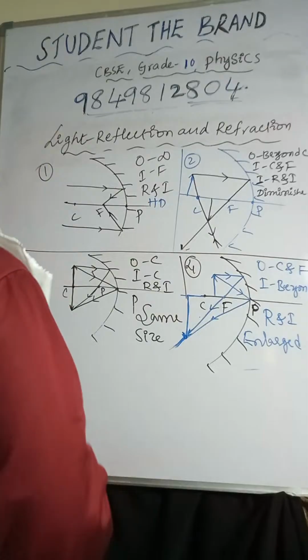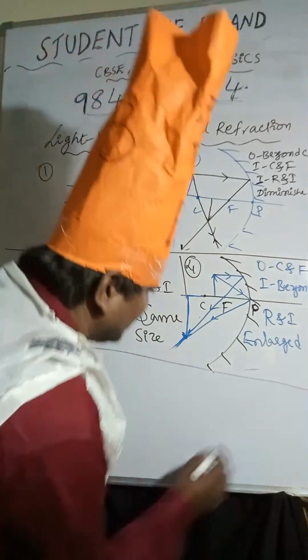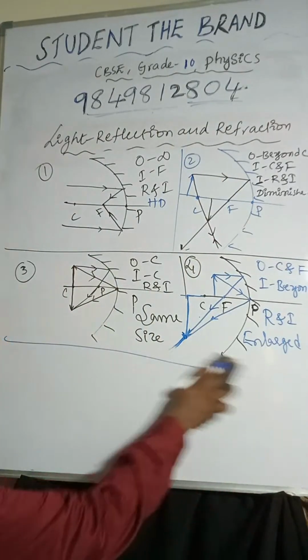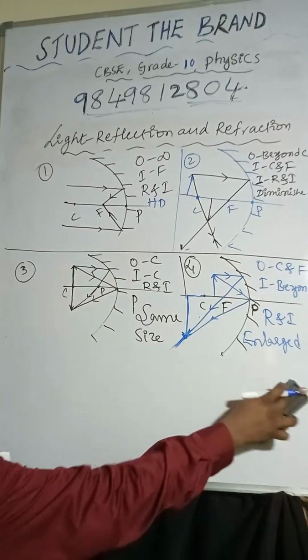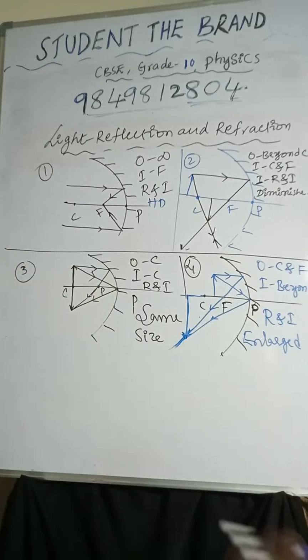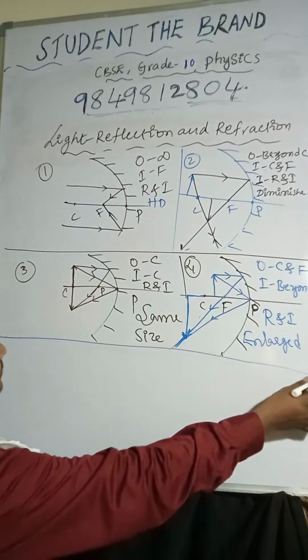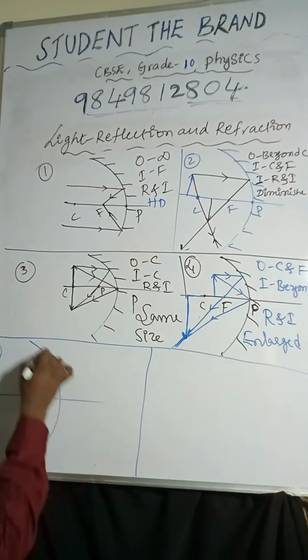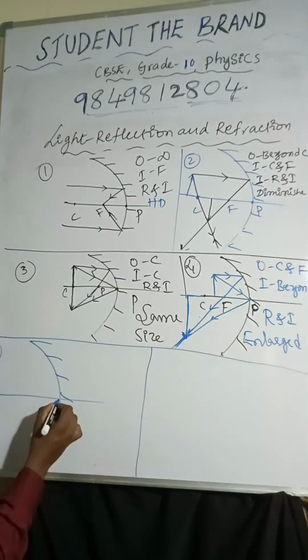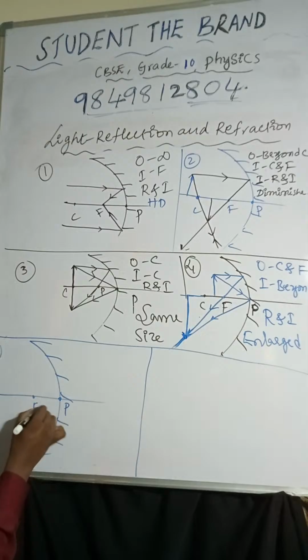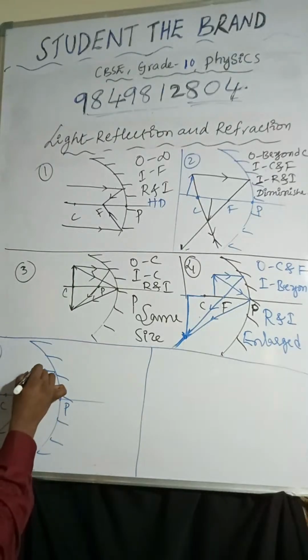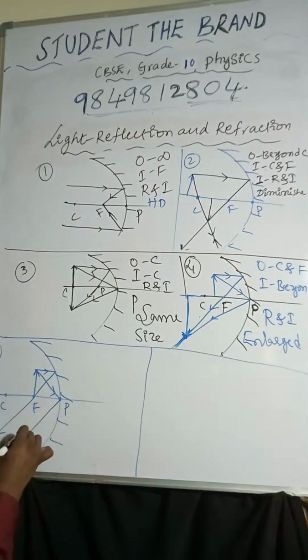What is the nature of the image? Now we are going to discuss about the nature of the image. If you place the object at focus, pole, focus, center of curvature, object is placed at F. One light ray I'm taking like this, it passes through focus. Another light ray is incident at the pole, it reflects back.